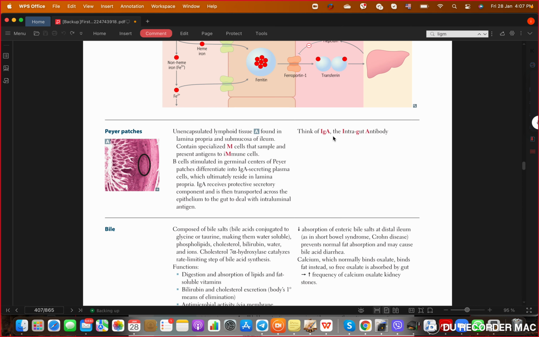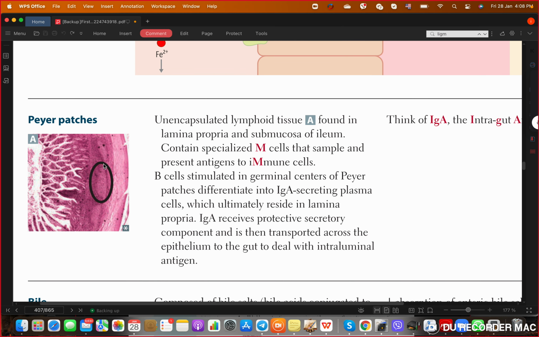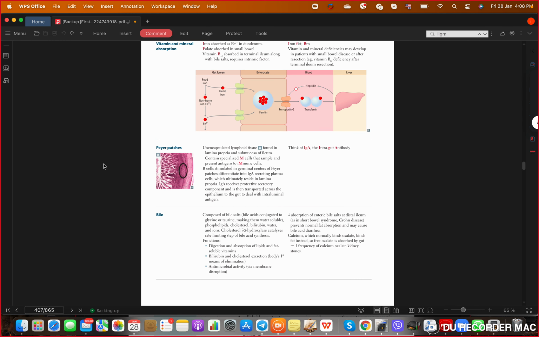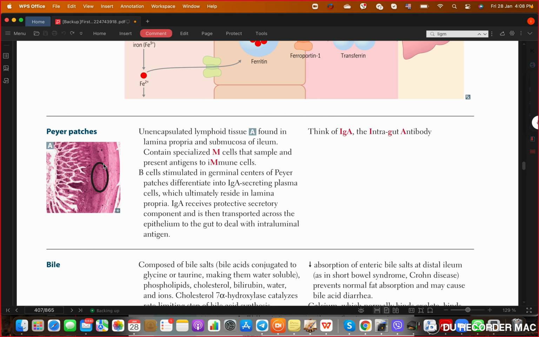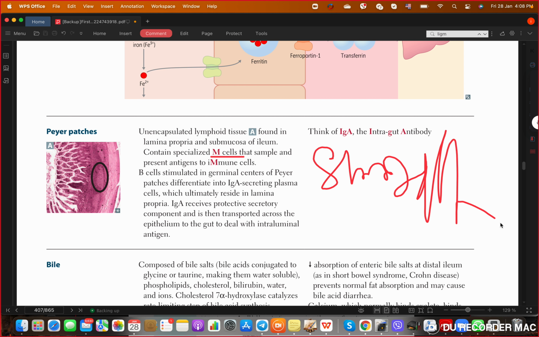So Peyer's patches. Peyer's patches are located, do you know where? In the small intestine, doc? Yeah, in the terminal ileum also. So it's a lymphoid tissue, an unencapsulated lymphoid tissue that is found in the lamina propria and the submucosa of the ileum. It contains M cells. M cells are super important for the Shigella to enter your body, okay? M cells sample and present the antigen to the immune cells.